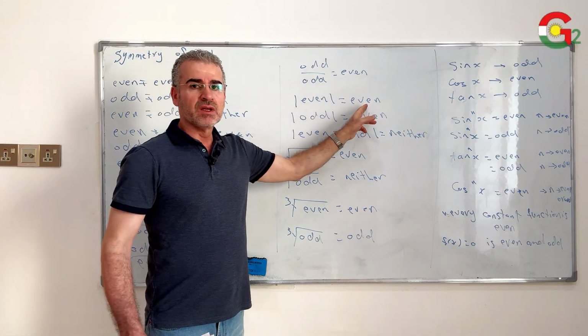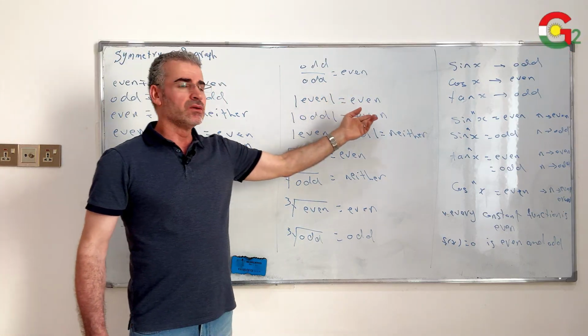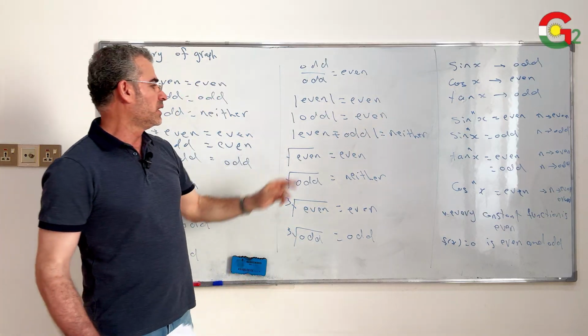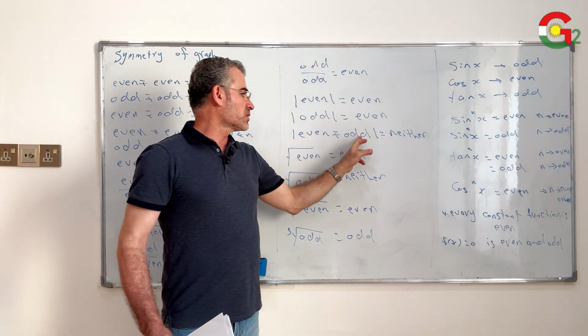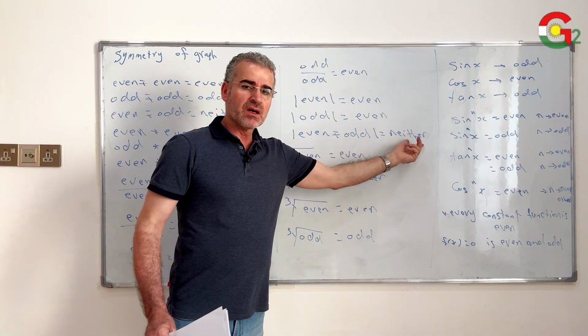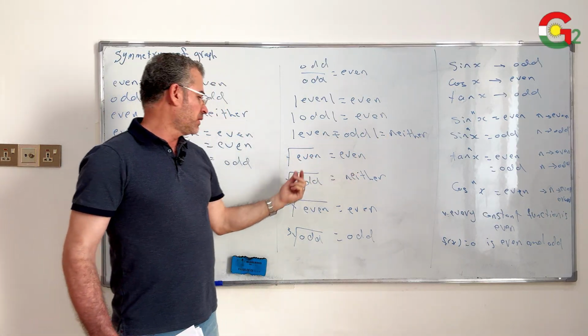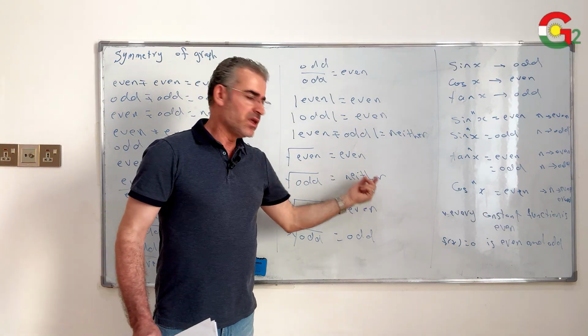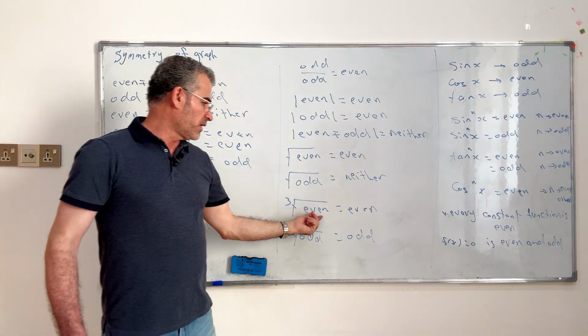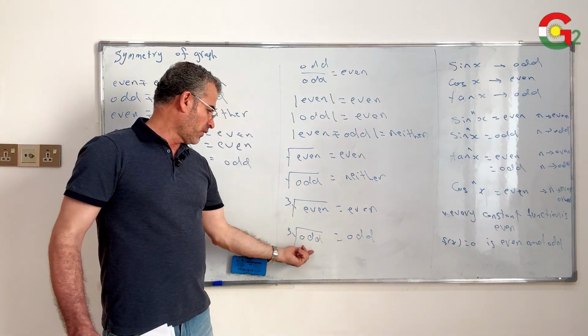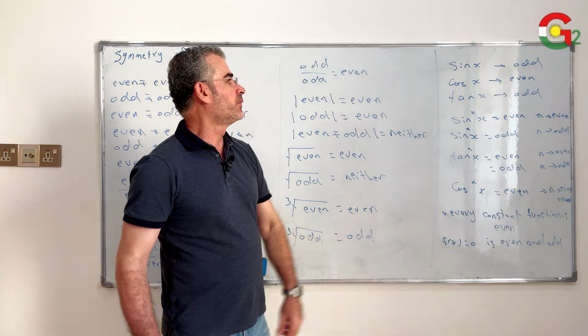Absolute value of even equals even. Absolute value of odd also equals even. Even plus or minus odd, absolute value, is neither. Square root of even is even. Square root of odd is neither. Cube root of even is even. Cube root of odd is odd.